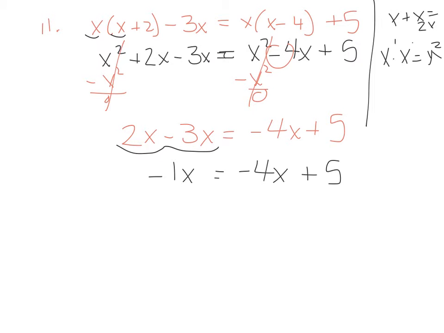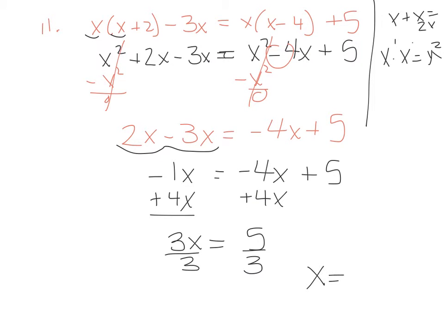I need to get my x's on the same side, so I'm going to add 4x to both sides. That gives me 3x = 5. And you're not done with it yet. It doesn't come out to be a whole number, but that's okay. I'm just going to divide both sides by 3, and my answer is x = 5/3. And it's perfectly fine to leave it as an improper fraction, just like that.